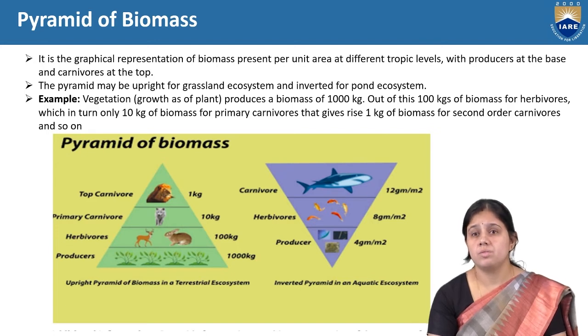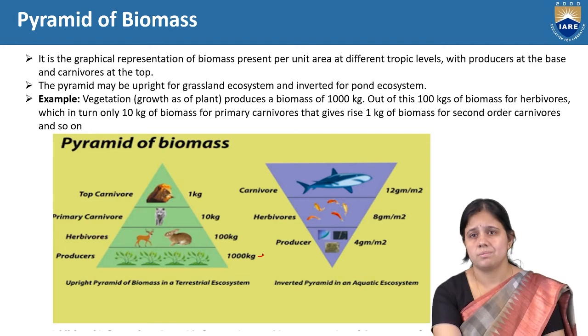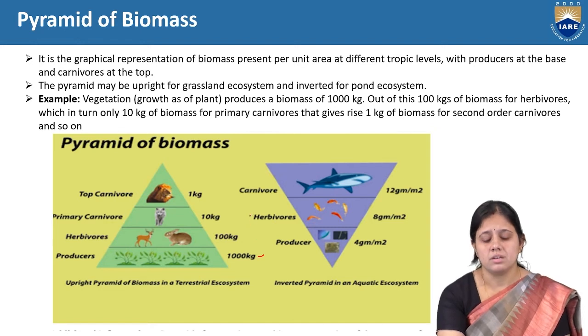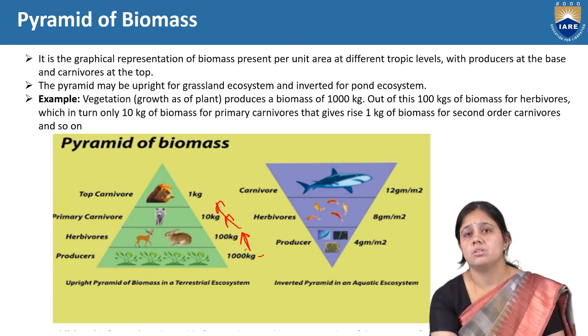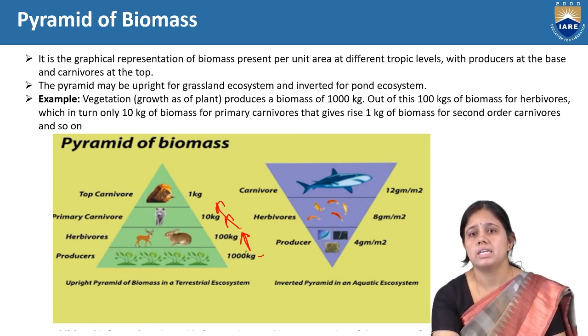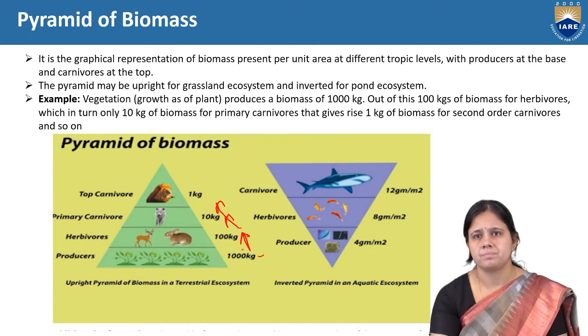If we are talking about the biomass of that particular species, it is like this: 1000 kg is only the representation for that organism, and it reduces to 100 kg, then to 10 kg, then to 1 kg. So the shape of the pyramid of biomass in the case of a terrestrial ecosystem is always upright. The top carnivore is the tiger. The tiger's weight is like 1 kg. So whatever weight it puts on the ecosystem, it will reduce. So this is the pyramid of biomass, and the vegetation growth produces a biomass of 1000 kg.